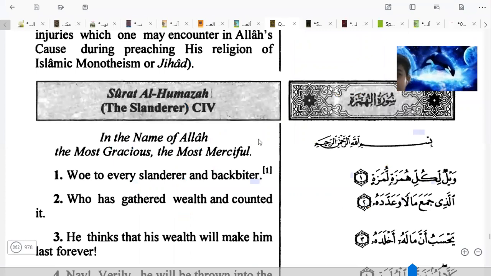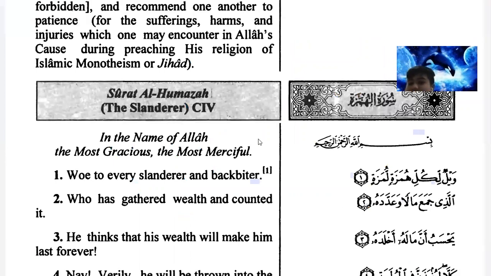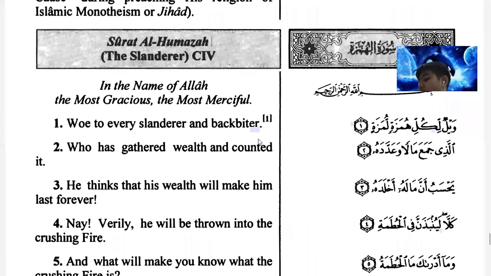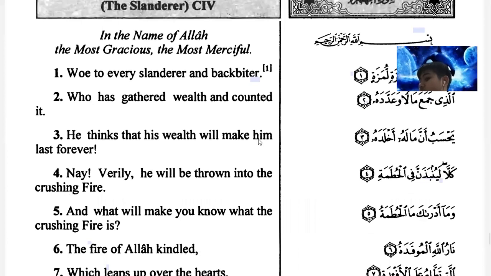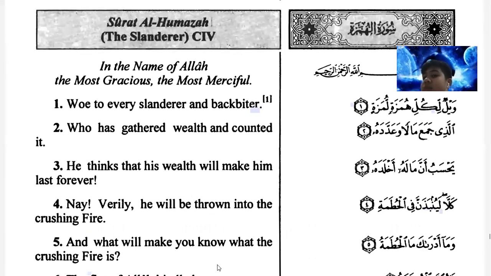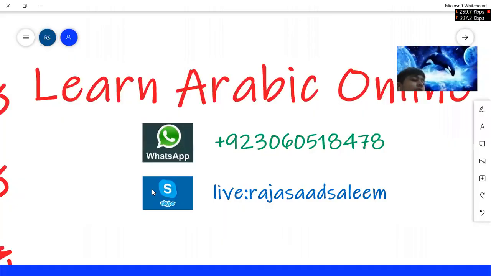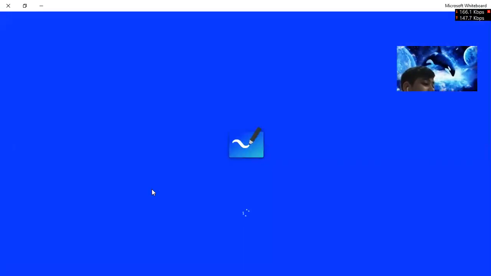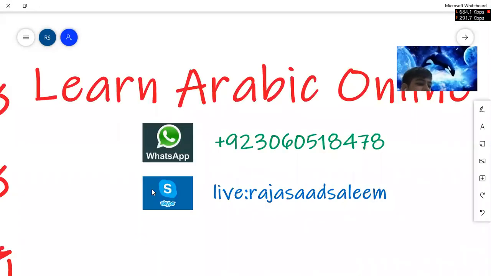Holy Quran. A'udhu billahi minash shaitani rajim. Bismillah ar-Rahman ar-Rahim. Okay, what did you learn from Holy Quran last time? The backbiting. Oh, let me open my book. Sham, Palestine, Jordan. Oh, is it that? No, that was the Hadith, right? No.